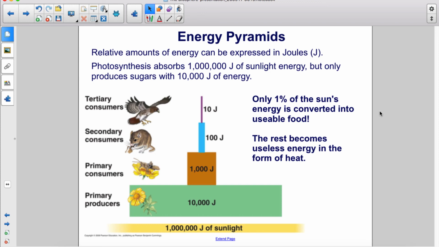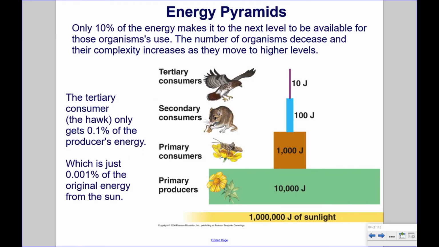Photosynthesis absorbs 1 million joules of sunlight energy, but only produces sugars with 10,000 joules of energy. Only 1% of the sun's energy is converted into usable food. The rest becomes useless energy in the form of heat. Energy pyramids. Only 10% of the energy makes it to the next level to be available for those organisms' use. The number of organisms decrease and their complexity increases as they move to higher levels. The tertiary consumer, such as the hawk, only gets 0.1% of the producer's energy, which is just 0.001% of the original energy from the sun.